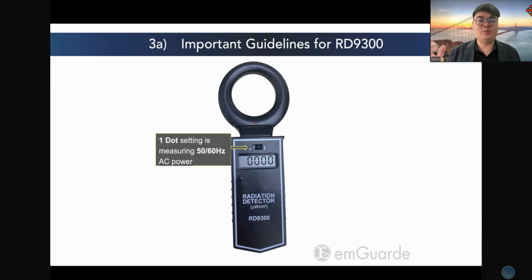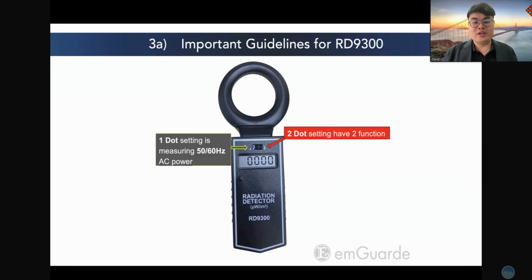Now, the first dot, usually we are not using it for the demo, because the first dot is what we use to detect the low frequency radiation coming from a power line. And emGuarde is not addressing this problem, okay? Because this radiation is very minor, it's very minute, and your skin can actually block it, so we're not addressing this problem. Instead, we're addressing the high frequency radiation coming from all the gadgets, which is the 2 dot setting, okay?